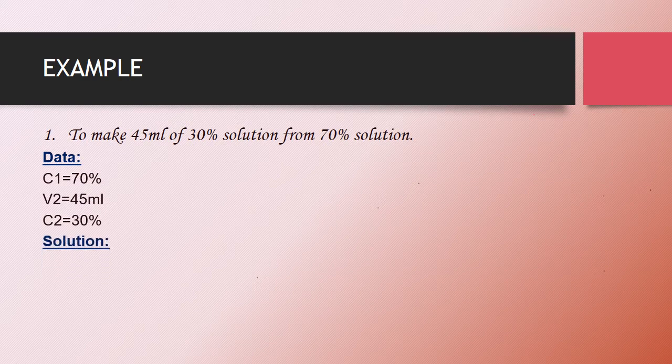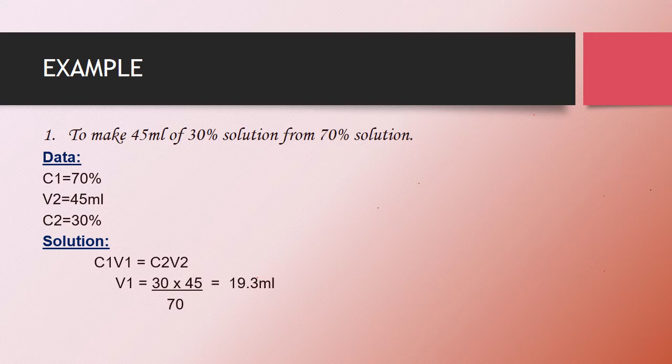To solve this question, we need the equation C1V1 equals C2V2. This is very easy to solve because out of 4 parameters, 3 are already provided in the question. We only need to calculate V1. So to calculate V1, rearrange this equation and put the given values. We get the answer. By calculating the values, we get the answer 19.3 ml.